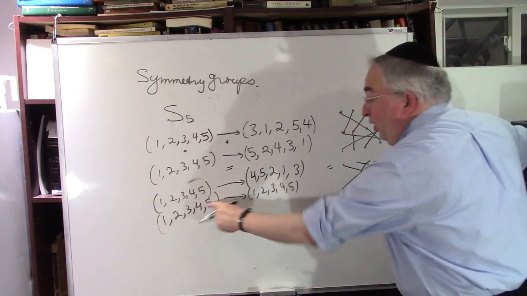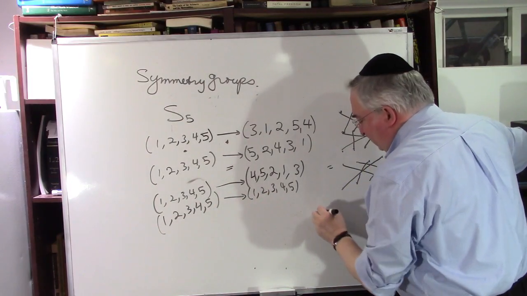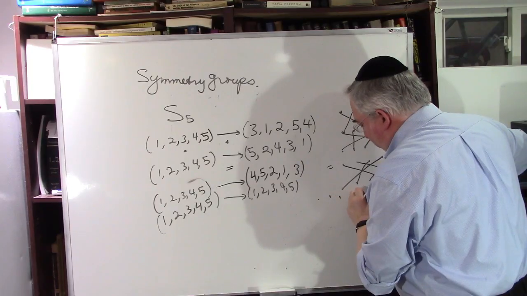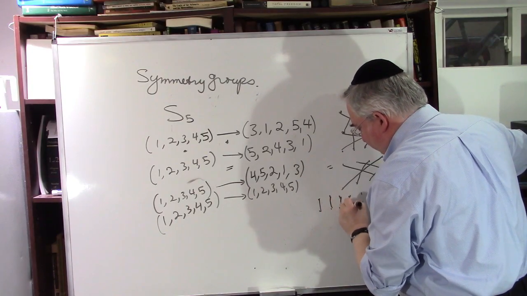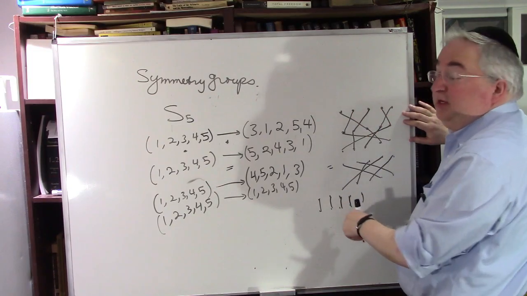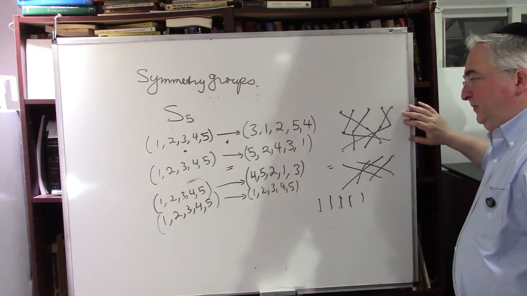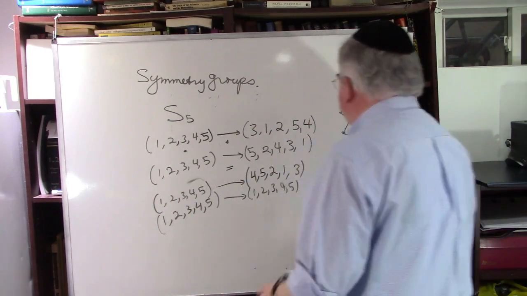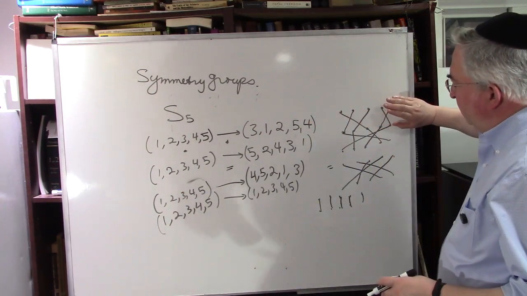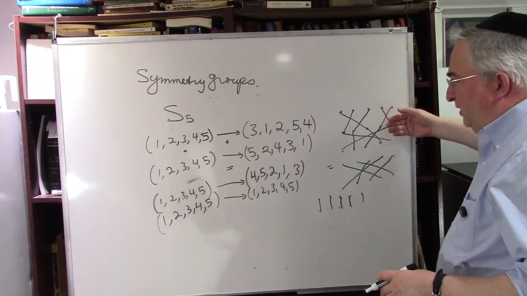Okay, what does the identity look like? That's simplest. 1, 2, 3, 4, 5. 1, 2, 3, 4, 5. It looks like this. And when you compose with something like that, you get the same thing. You get the original. Okay, what about inverses? So the inverse is very simple, especially when you look at it like this. You just turn this upside down.